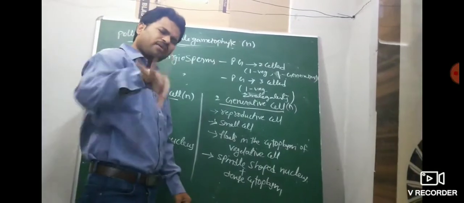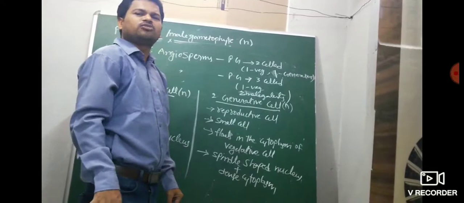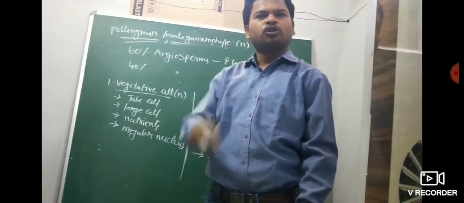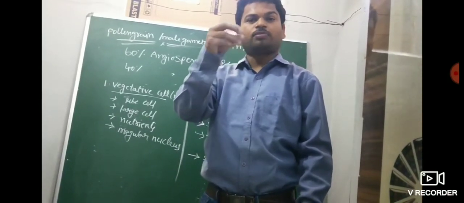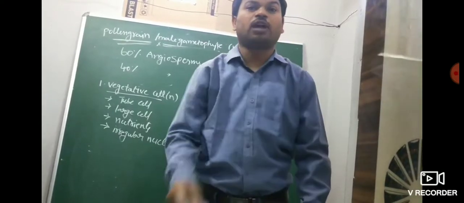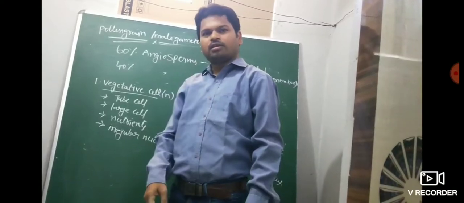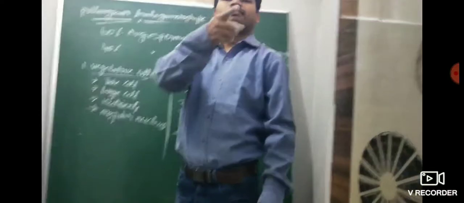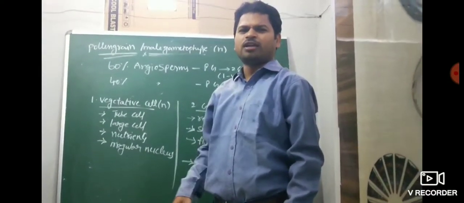However, in 60% of angiosperms the pollen grain is shed as a two-celled pollen grain. The generative cell produces two male gametes by mitosis division. That is also very important. Name the division by which the generative cell produces the two male gametes: mitosis division. These are very important questions.